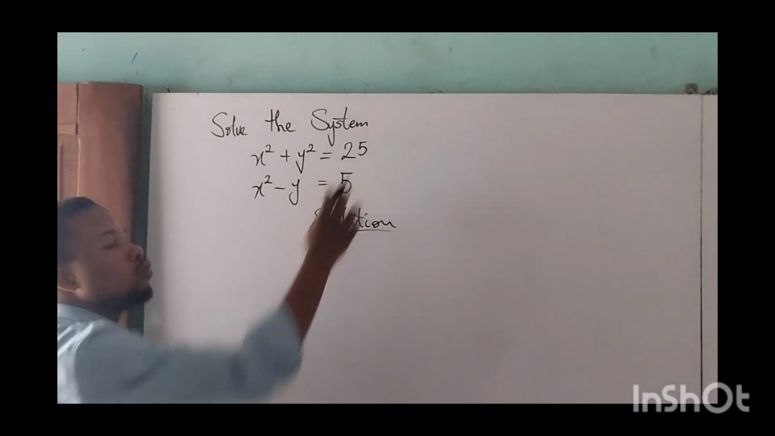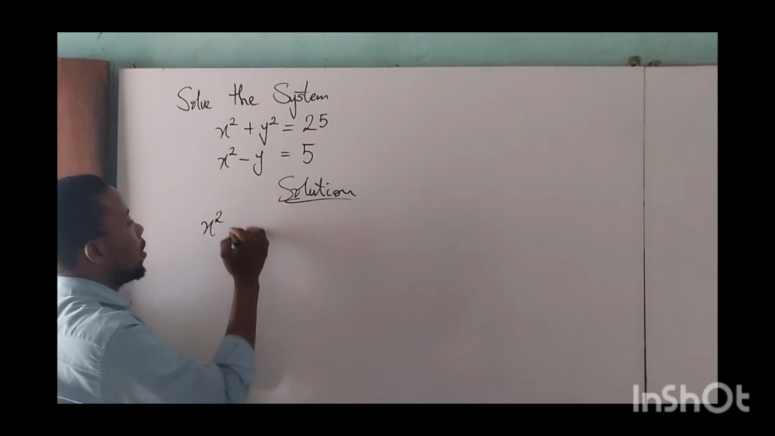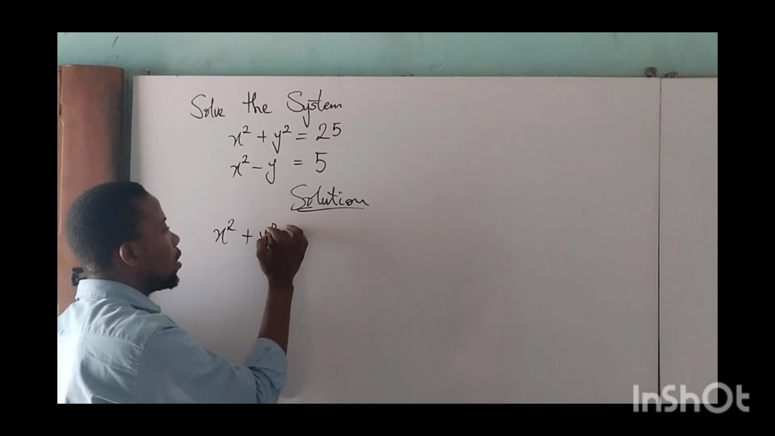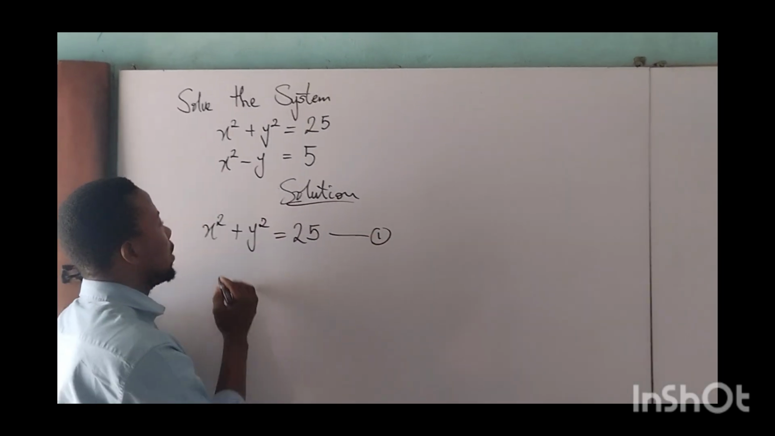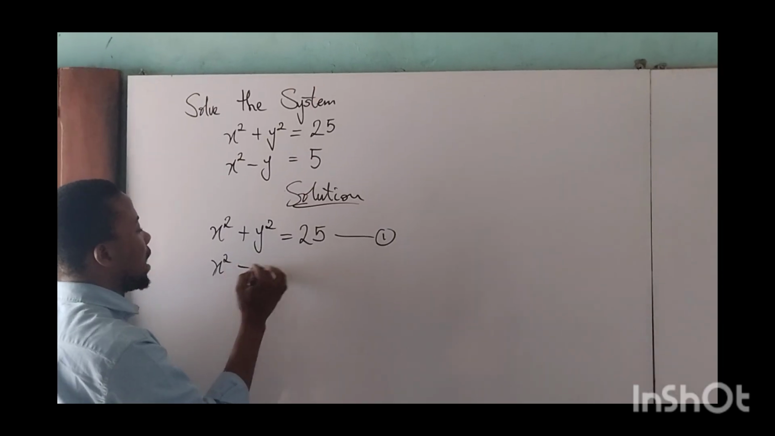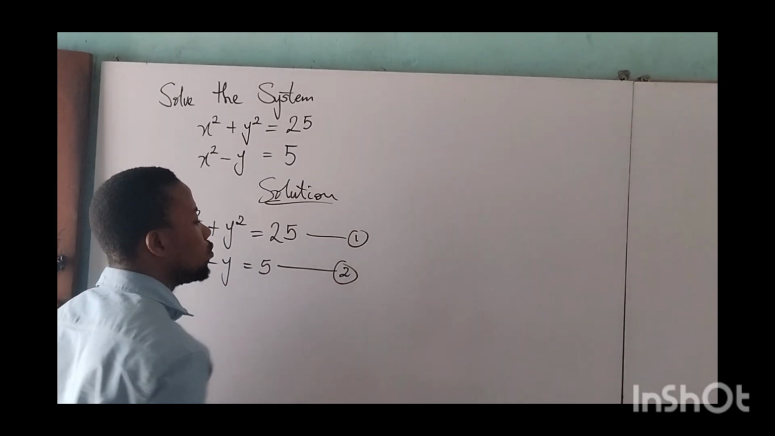Alright, we have two equations. Equation 1: x squared plus y squared is equal to 25. Let's call this one equation 1. And x squared minus y is equal to 5. Let's call this one equation 2.